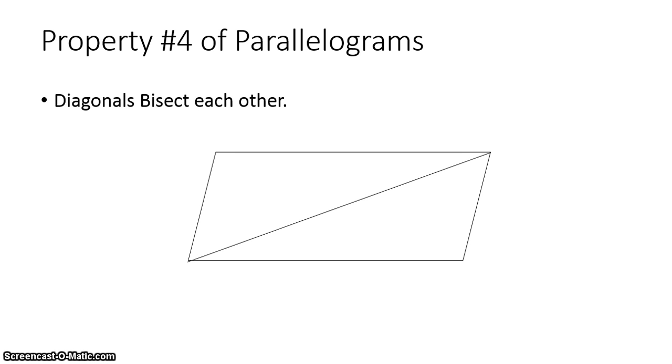And our fourth property of parallelograms deals with the diagonals. The diagonals are going to bisect each other. So recall, to bisect means cut in half. So this point right here would be the midpoint of this diagonal and the midpoint of this diagonal. So this piece has to equal this piece, and this piece has to equal this piece.